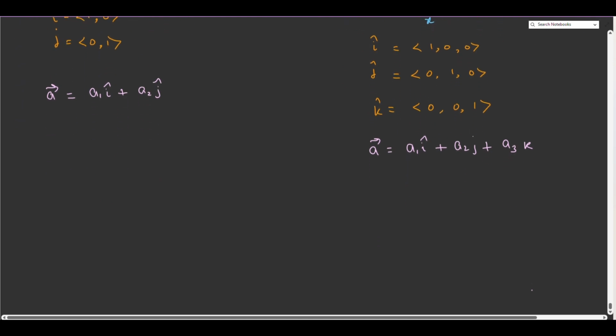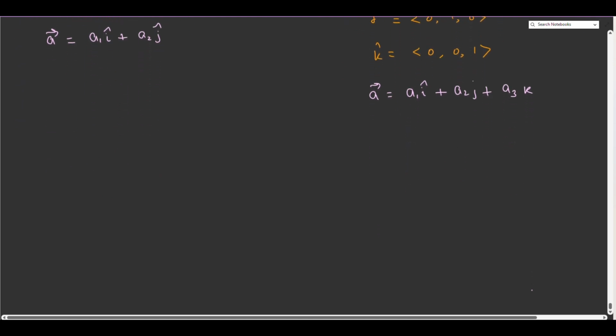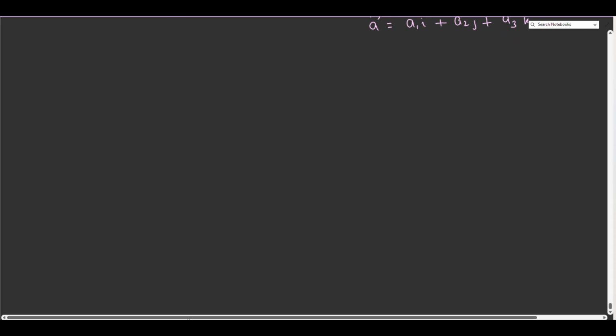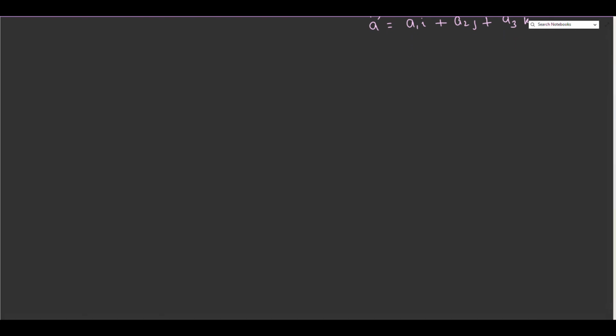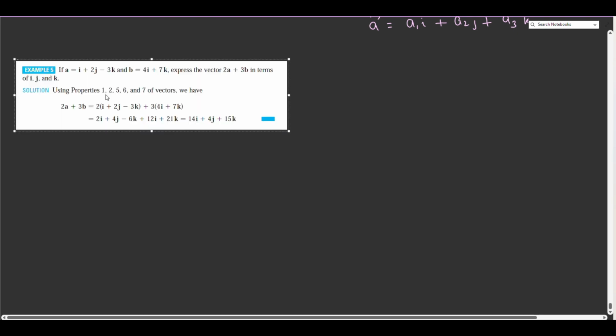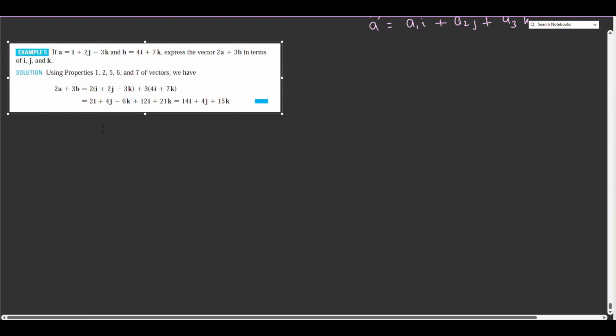This is a very important thing to understand, because we will use them again in the next sections. So i, j and k are the standard unit vectors along the x-axis, y-axis and the z-axis. Let's do an example. How can we do some mathematical operations if two vectors are given in the component form?